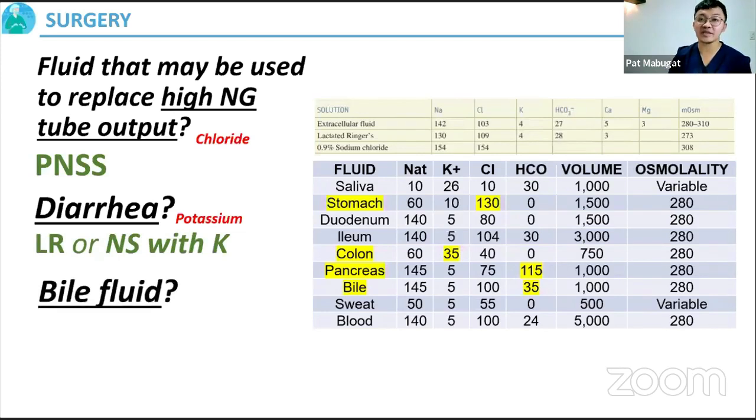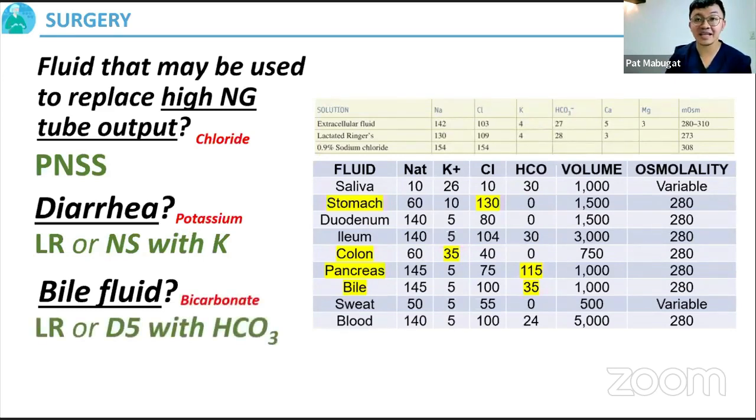How about bile fluid? Bile comes from the liver, and also from the pancreas. As highlighted here in the table, your pancreatic fluid and your bile fluid both have increased levels of bicarbonate. So among the two fluids, which has bicarbonate? Remember that in your lactated Ringer's, the lactate is converted into bicarbonate. Or you can use D5 with bicarbonate.